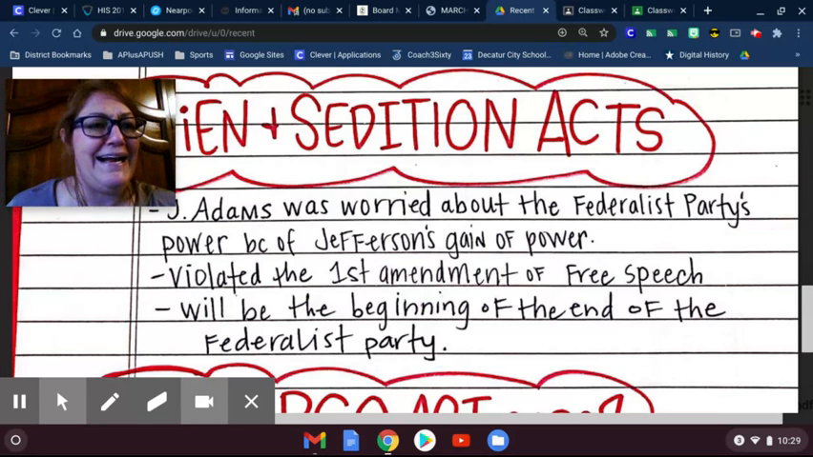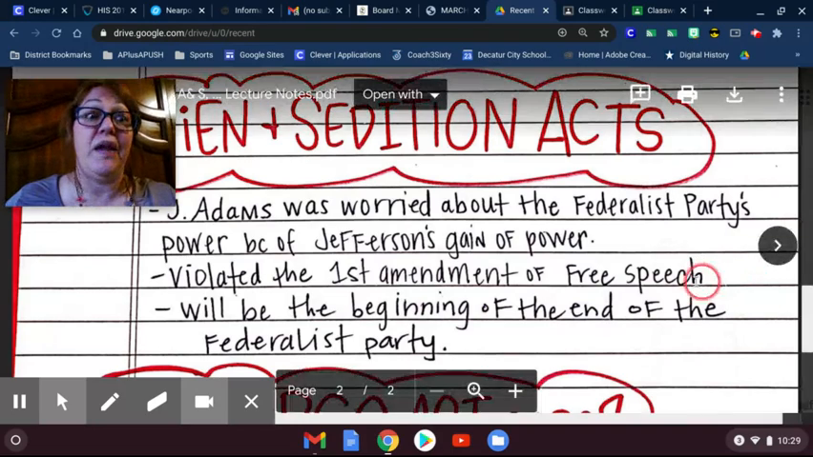So that's going to be a problem for everybody. And it's going to ultimately be the beginning of the end of the Federalist Party in America, because no one really gets behind that except Adams and the people that knew the reasoning for it, which would be people that were really close to John Adams. So, not a good thing.